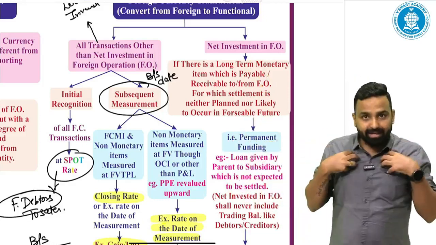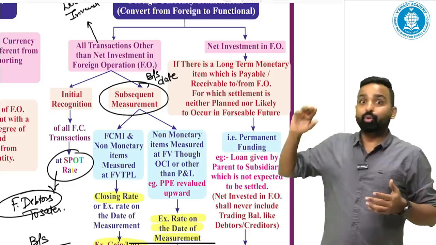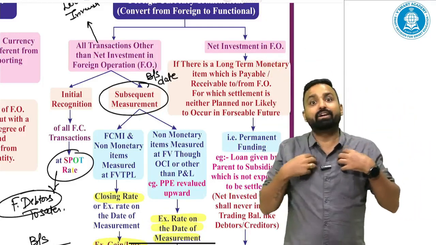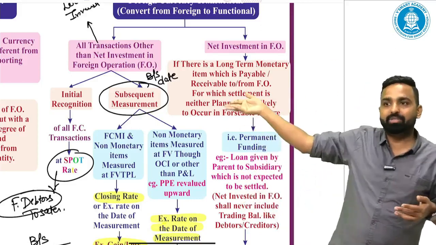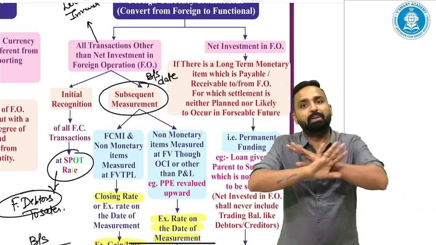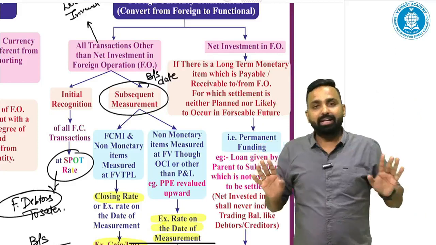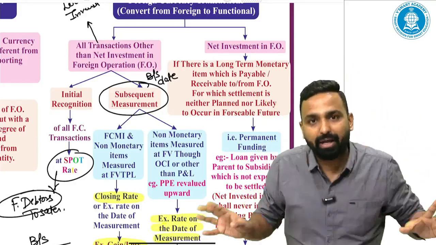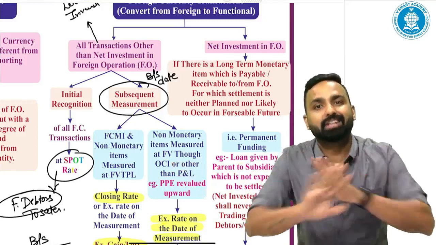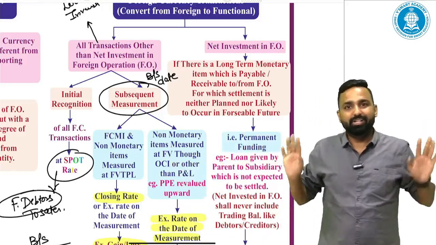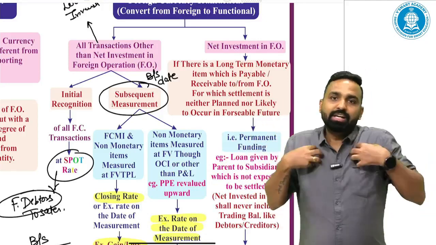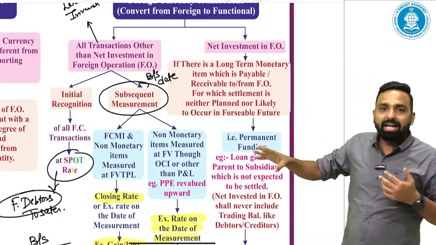So what is the meaning of net investment in foreign operation? A parent has given a loan to its foreign subsidiary. Foreign operation means foreign subsidiary. Parent has given a long-term loan to its foreign subsidiary and it is not planned to repay it, and it is probable that it will never be settled in the future. Okay, understood. So why are we calling it a net investment in foreign operation? Technically, I am the parent company.